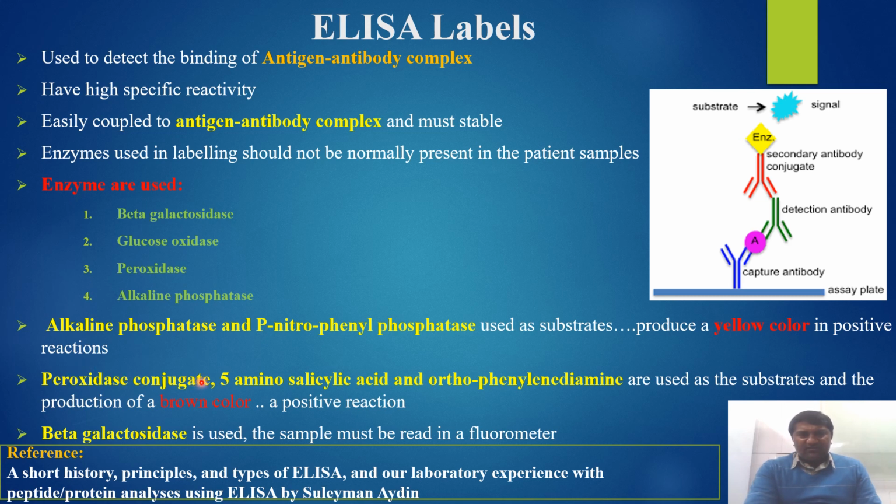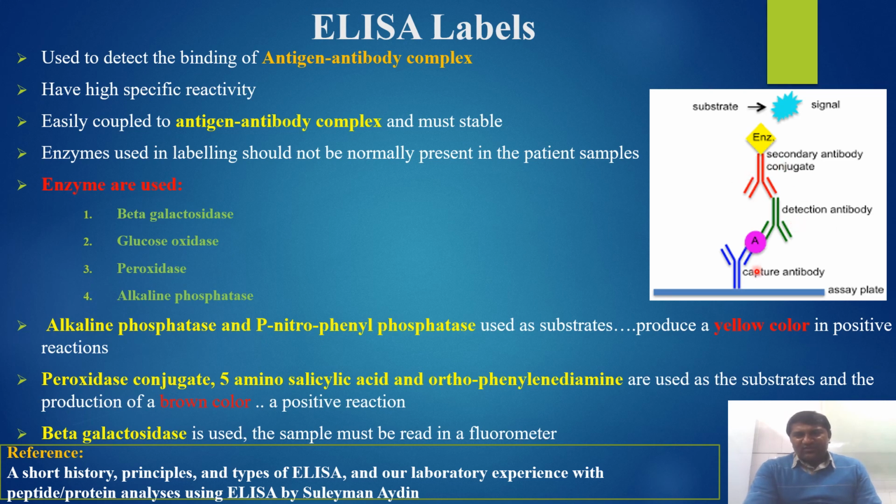For peroxidase conjugate, 5-amino salicylic acid and orthophenylenediamine are used to produce a brown color, which shows the positive reaction. And with beta galactosidase, the sample must be read in a fluorometer.